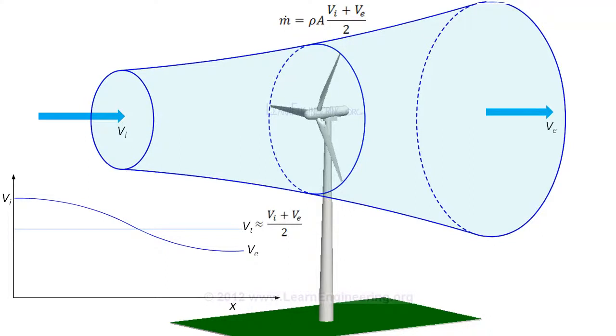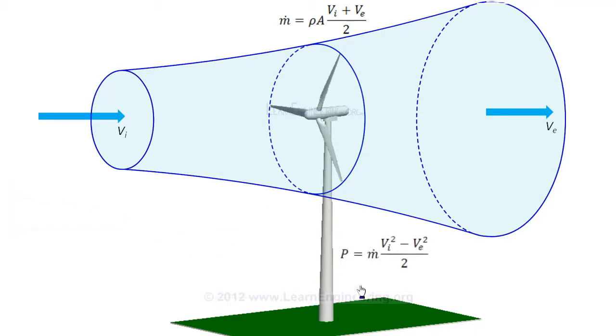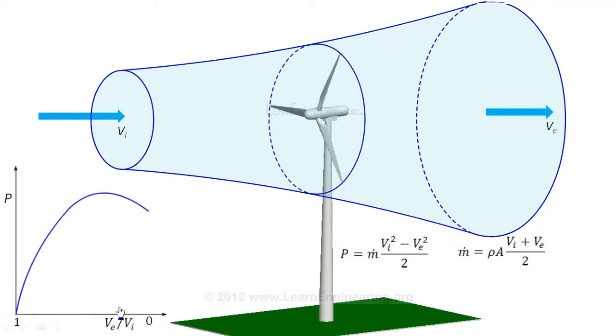The power extracted by the wind turbine is the same as the decrease in kinetic energy from inlet to outlet. So a wind turbine can extract maximum energy when the product of these two terms is maximum. Power extracted will vary like this with the ratio of exit to inlet velocity, and will have a maximum value when the exit velocity is 1/3 of the inlet velocity.